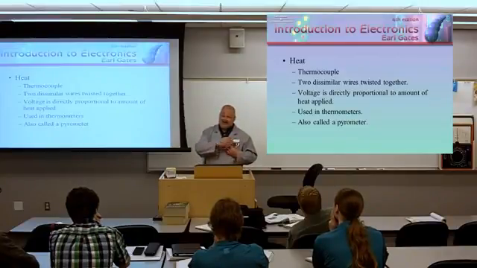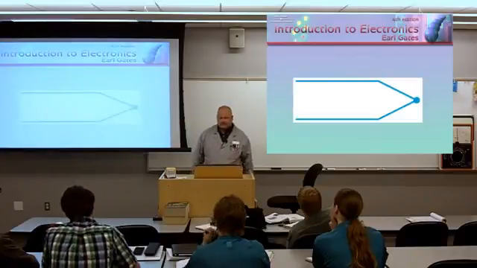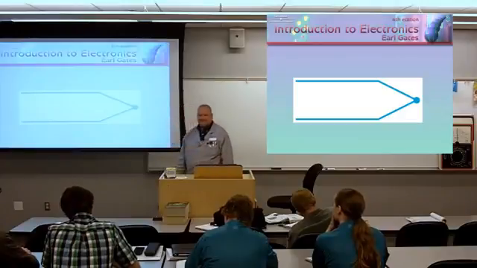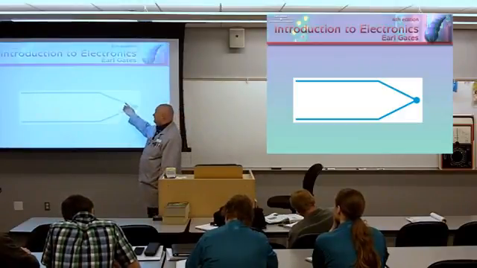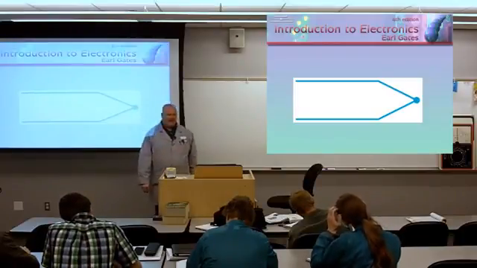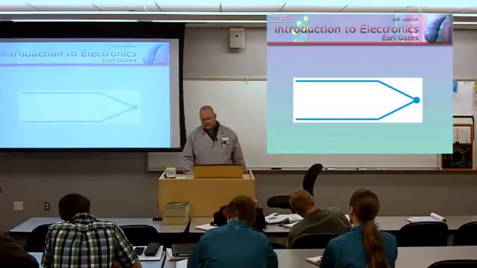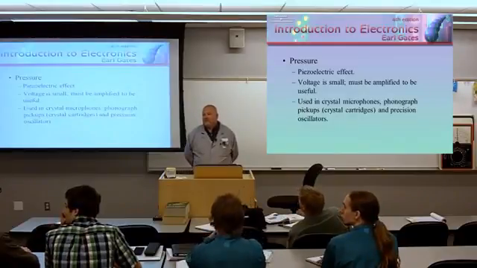Simply applying heat to the device produces voltage. That simple. Apply heat, it'll produce voltage. This is what the schematic symbol for one looks like. Again, understanding that these are going to be two dissimilar metals, and then you weld this together, the bead. So are they not actually twisted together like it shows in the picture?